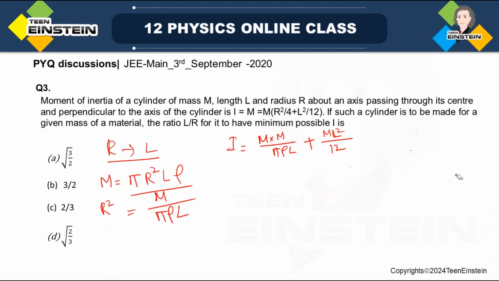Now if I take derivative with respect to L, dI by dL, this will give you m square by pi rho L square, and this will be plus m by 6 L, right? If I take derivative with respect to L. Now if I make it 0, this is the first condition: if something is maximum or minimum, then I take the first derivative and make it 0. Then you have to see whether this quantity is going to be maximum or minimum. Here anyway it is given as minimum, it will be minimum only if I take 0.